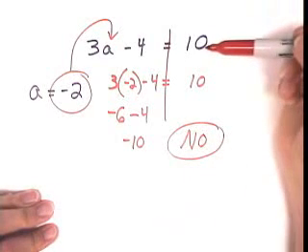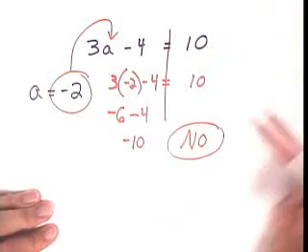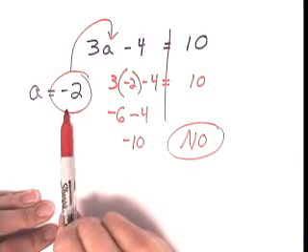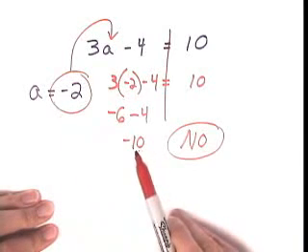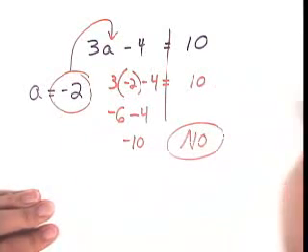Or if your friend was solving this equation, you could say, no, I don't think your answer is right, because the check didn't work out. I got a negative 10 on one side and a positive 10 on the other.